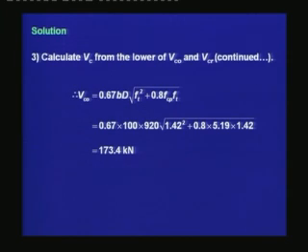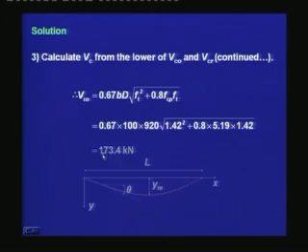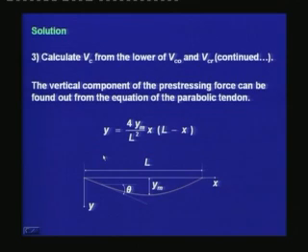Substituting the values, B is equal to the width of the web, which is 100, D is the total depth 920, Ft is 1.42, Fcp is 5.19, and we get Vc0 equal to 173.4 kilonewtons. We can add the vertical component of the prestressing force to Vc0.